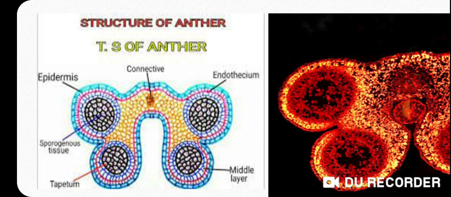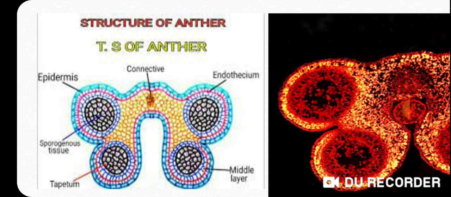And the third layer is the middle layer. It is the third layer of the anther wall lying below the endothelium. It consists of 1 to 3 layers of thin-walled parenchyma cells. It is also known as parietal layer. The middle layer is absent in Wolffia. The cells of the middle layer store starch grains. The middle layer cells get crushed at the time of meiosis in the pollen mother cells.